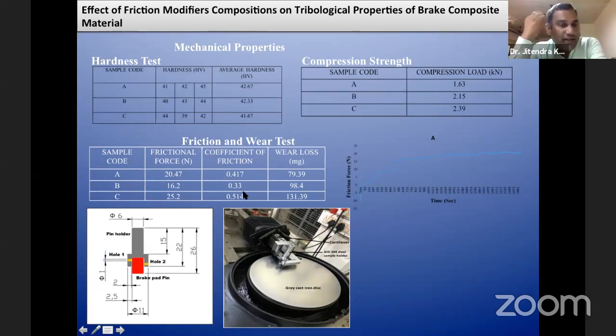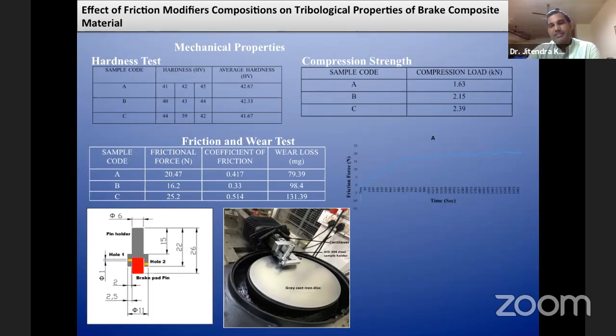In brake material, the coefficient of friction is standard as per the ASTM or industrial standard. That is, if your friction coefficient is in the range of 0.3 to 0.45, then it is good for that particular application.